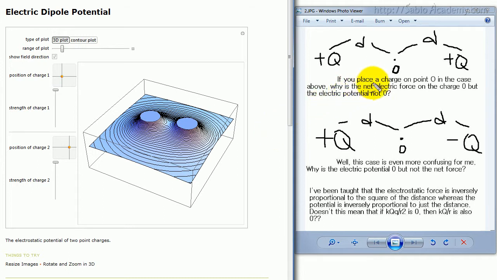If you place a charge on point O, in the case above, why is the net electric force on the charge 0, but the electric potential not 0? Let's understand two things here. Net electric force is the acceleration that this charge would experience. So which way would it flow is the question.